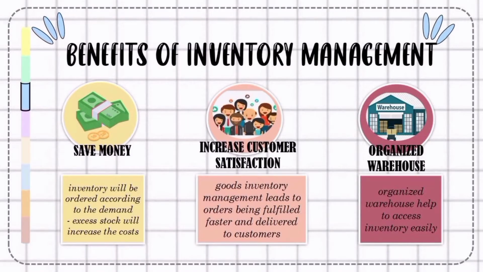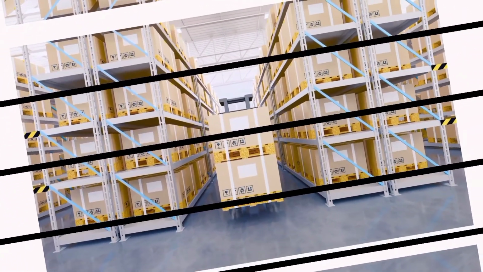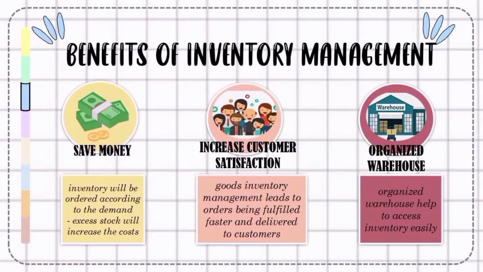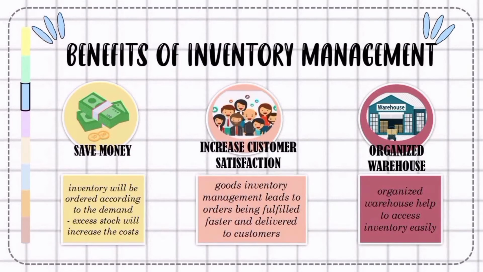The last benefit is that inventory management can lead to an organized warehouse. An organized warehouse helps to access inventory easily. Many companies choose to put their best-selling products together in an easily accessible place in order to optimize the warehouse. This is to simplify and speed up the ordering process.